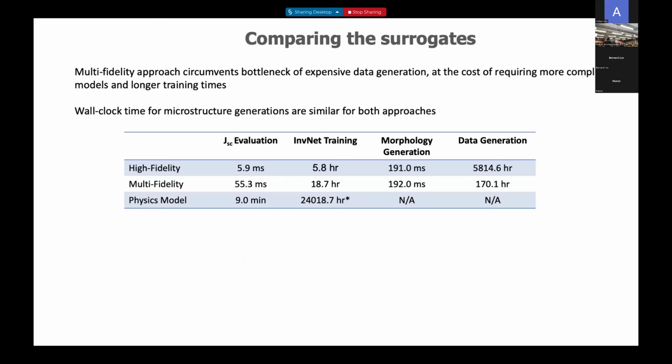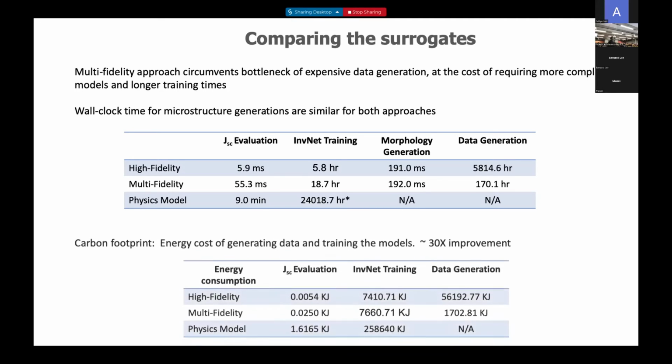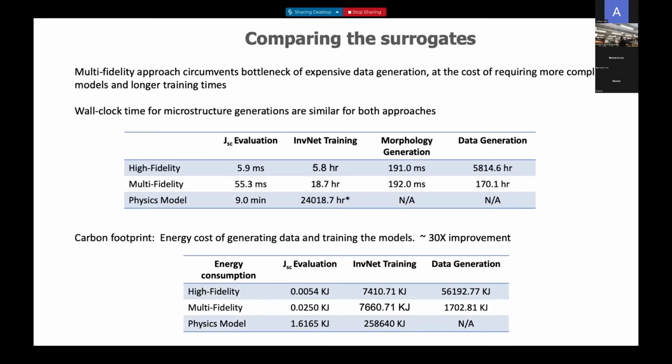They said, "Can you talk about how much is the energy savings?" So if you're doing the full fixed simulations, how much carbon footprint are you basically burning to create those full fixed simulations versus these low fidelity simulations, right? What we showed is that if you use the high fidelity simulations, you're using so many megajoules of energy, versus if you're using the multi fidelity simulation, you're using about 30 times lower carbon footprint, right?